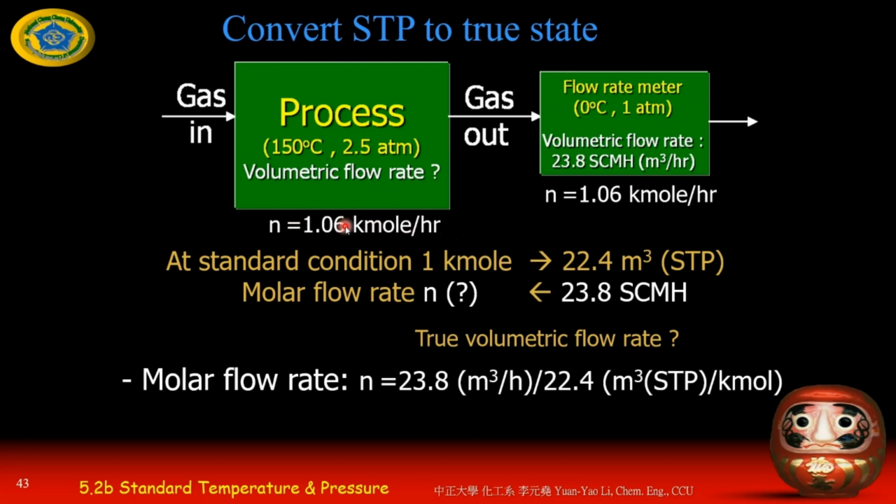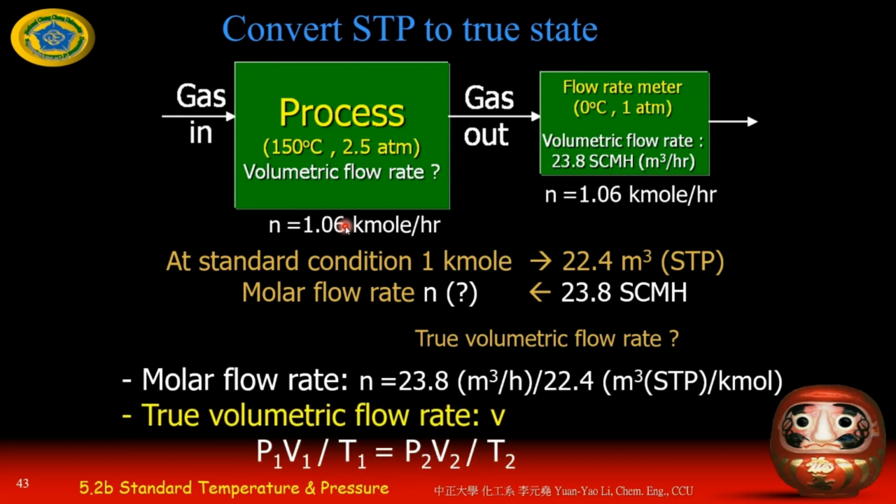How about the volumetric flow rate? We use PV equals nRT, right? So the true volumetric flow rate will be this. And we do the calculation, bingo, we get an answer. Or you can use P1 V1 divided by T1 equals P2 V2 divided by T2.